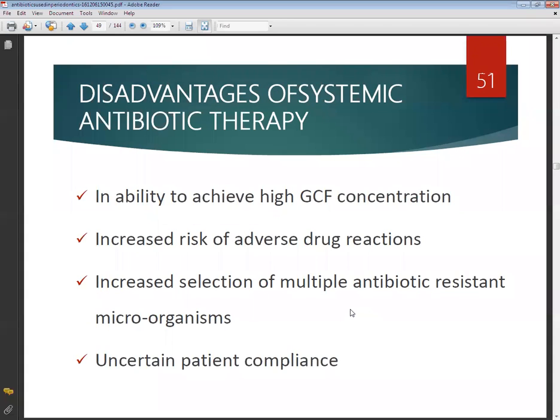What are the disadvantages of the use of systemic antibiotics? First, inability to achieve higher GCF concentration. For any drug to act, it should achieve a high GCF concentration. Second, increased risk of adverse drug reactions whenever you prescribe systemic antibiotics. Then increased selection of multiple antibiotic resistance, because you are not prescribing for specific bacteria, and uncertain patient compliance. So these are the disadvantages of use of systemic antibiotics.